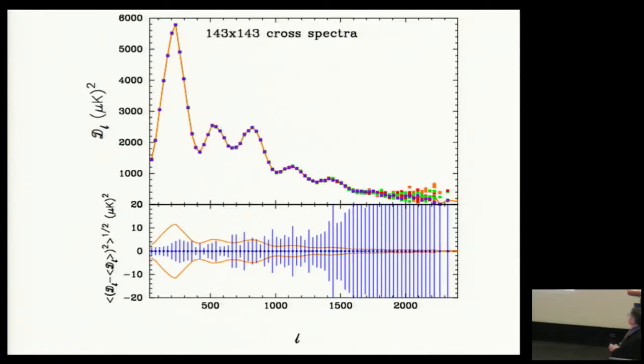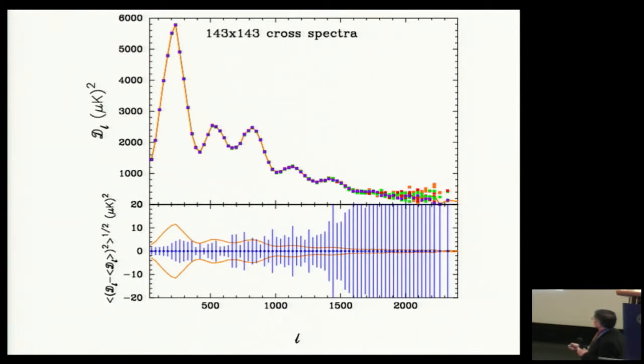Okay, so this shows a little bit more on consistency. At 143, the 143 cross 143 spectra, we have 3 unpolarized maps and 2 polarized maps. So we have 5 maps that we can cross-correlate. That gives us 10 cross spectra, and these are the 10 cross spectra on top of each other.